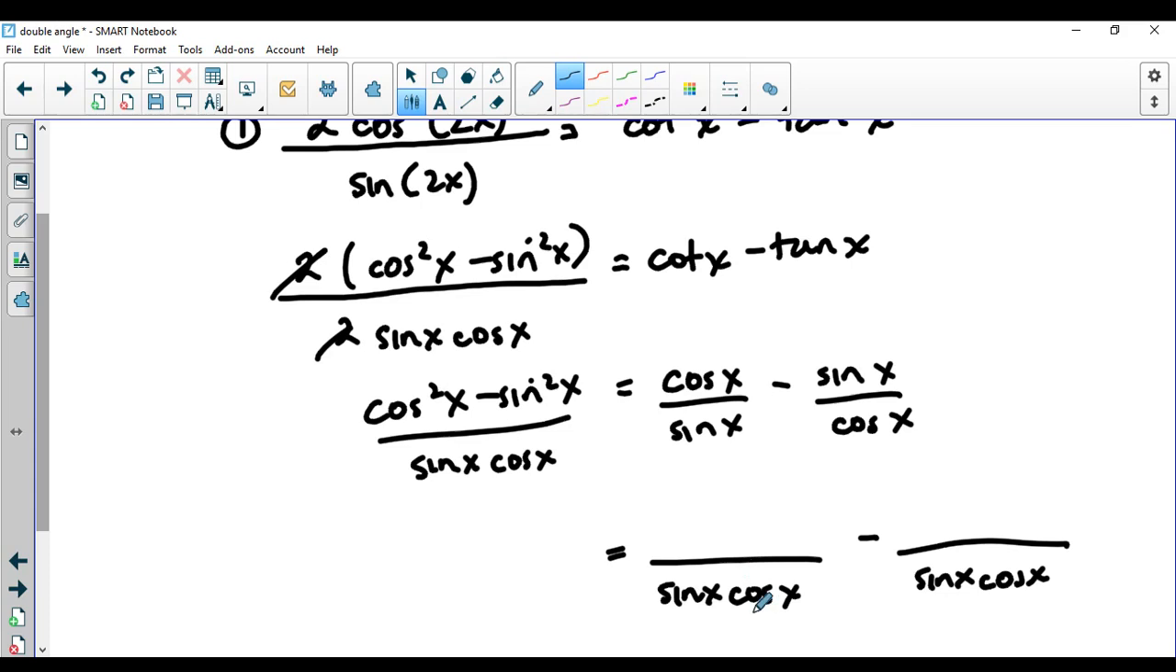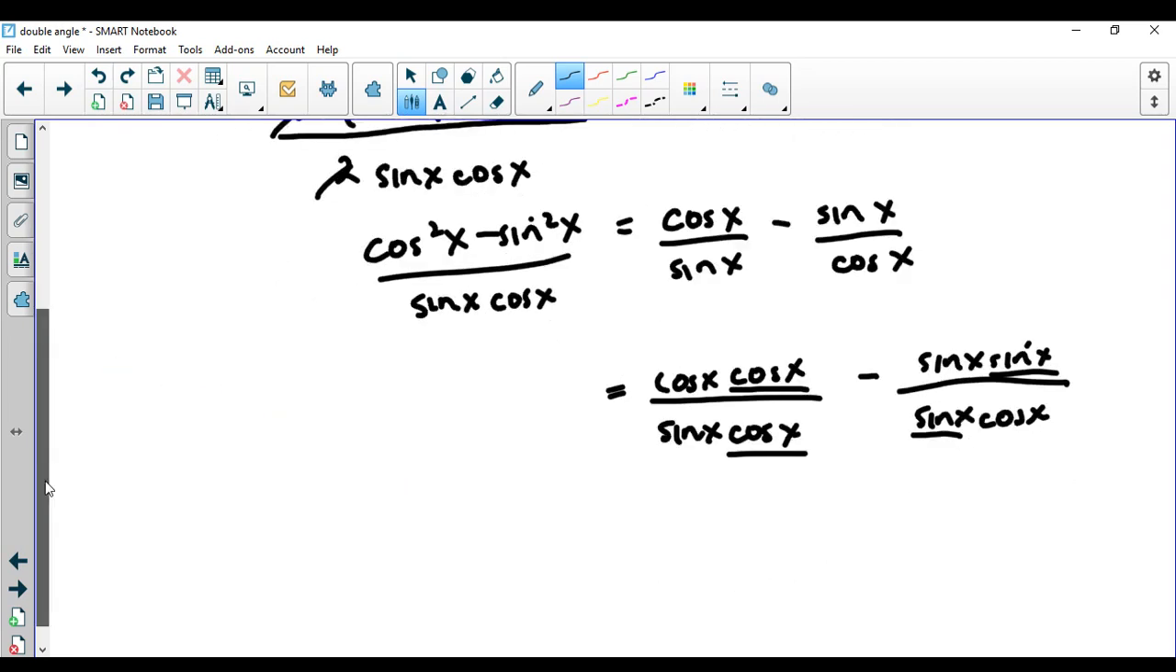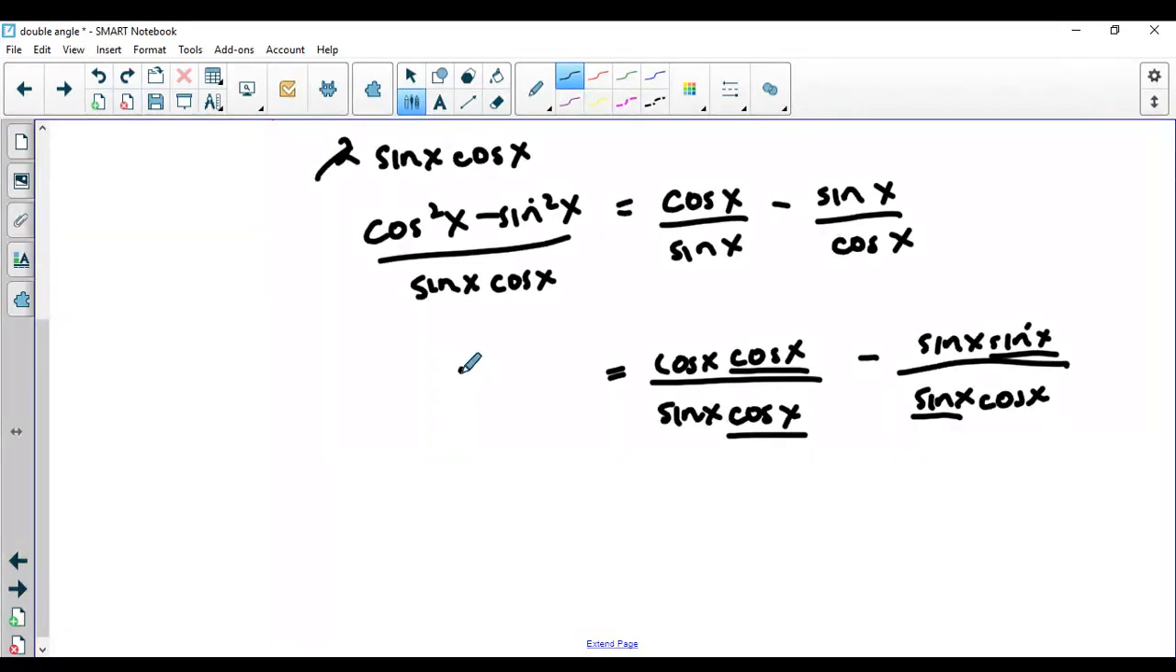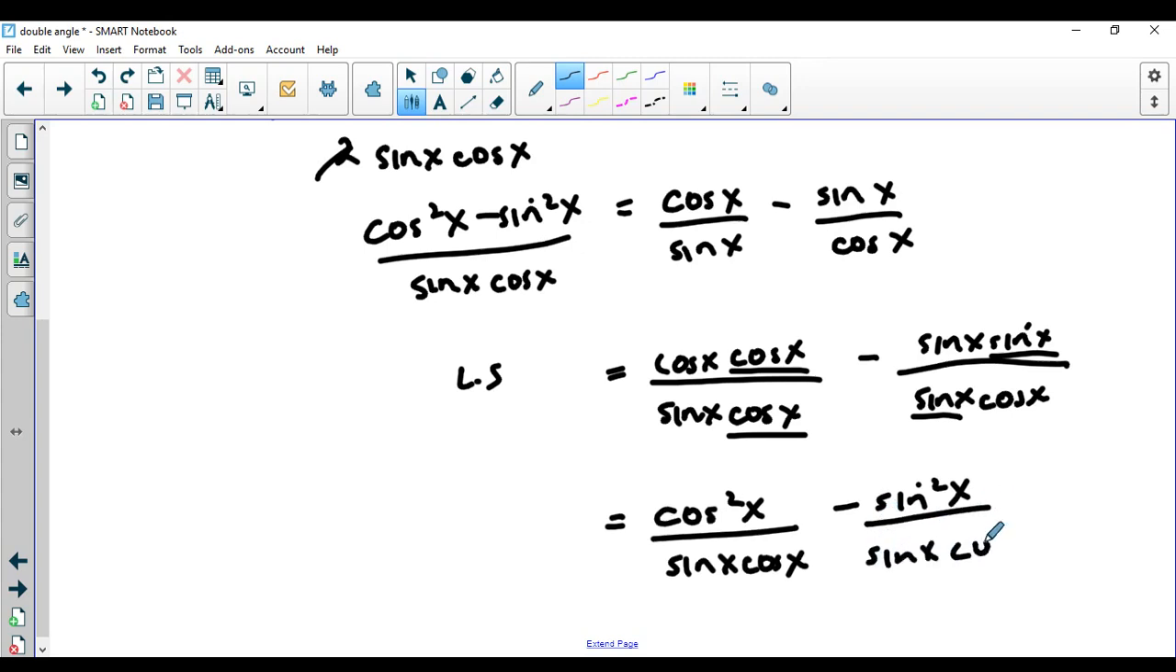So sine expanded by cosine, I'm going to introduce another cosine in the numerator. I'll underline it so you see that's where that's from. Cosine expanded by sine, and I'm going to introduce another sine in the denominator. Okay, and actually we're almost done. I'll just write left side here for now. We have cosine squared over sine x cos x minus sine squared over sine x cos x.